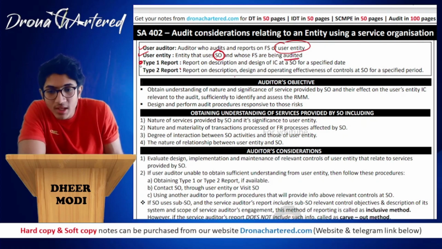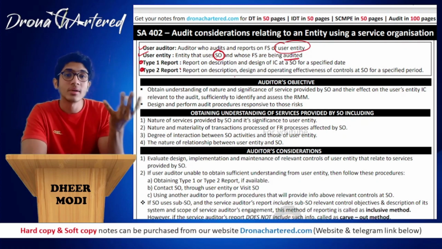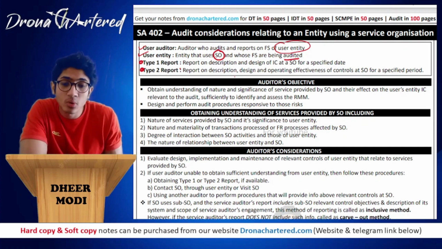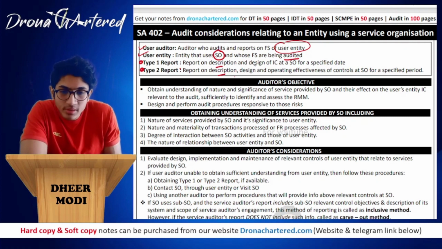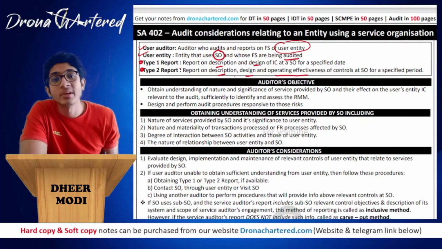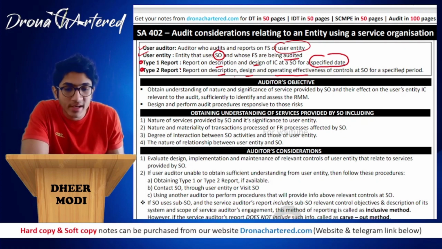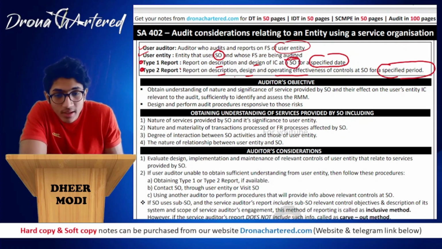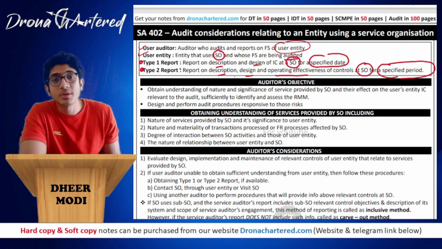Great. Now there are two types of reports, type 1 report and type 2 report. This is issued by the auditor of the service organization, which is also called the service auditor. So what is the difference between both of them? Type 1 is a report on description and design. Type 2 has operating effectiveness extra. Also, type 1 report is for a specified date, whereas type 2 report is for a specified period. But remember, both of these are reports of the service organization only.